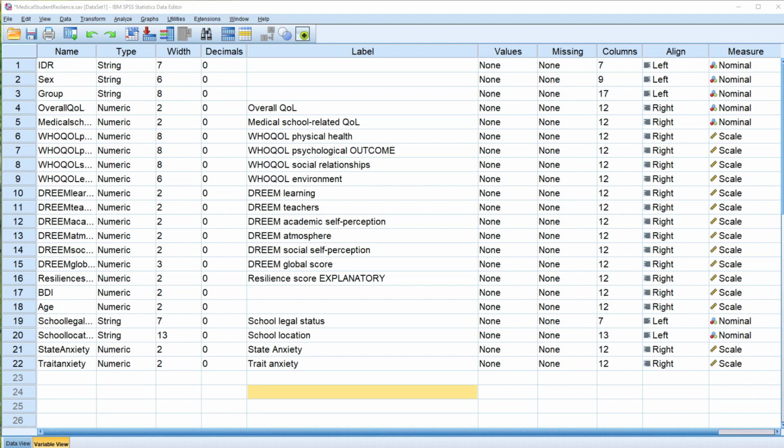This week we're going to take a look at a slightly more complicated data set and look at a few more variables at once for our general linear model. So we have here the resilience and quality of life data set for Brazilian medical school students.